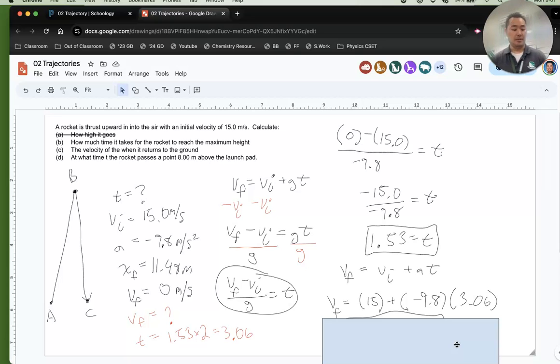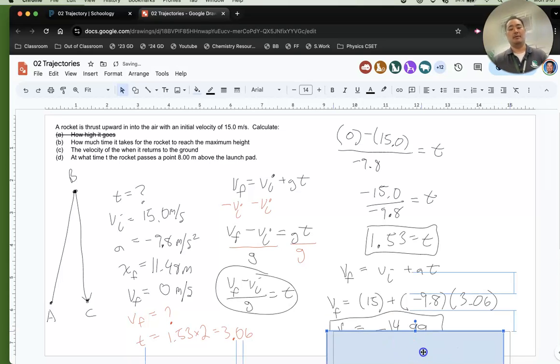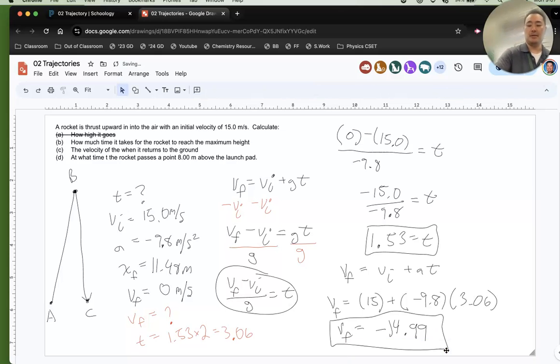Yeah. Let's have a student do this calculation. Yale, grab a calculator, put 15 plus negative 9.8 times 3.06. 15 plus negative 9.8 times 3.06. You should have a 14.99. I like how he rounded at the hundredths. A lot of you are asking, when do I stop writing down numbers in the calculator? It's when your hundredths is rounded up or stays the same.